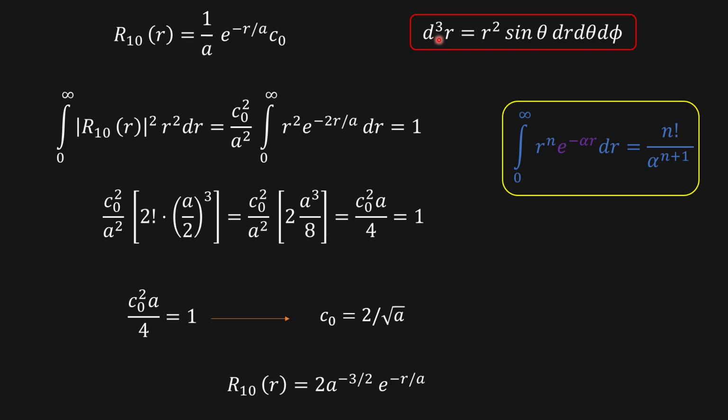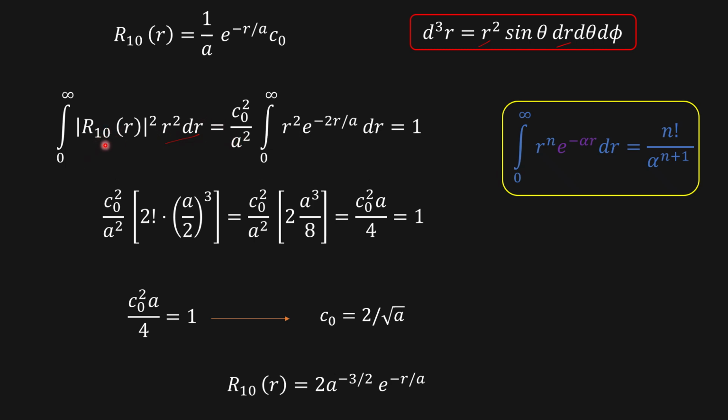That is d3r is equal to r squared sine theta dr d theta d phi. Here we are taking only the radial part, that is r squared dr. So that comes here. So you have to integrate this.